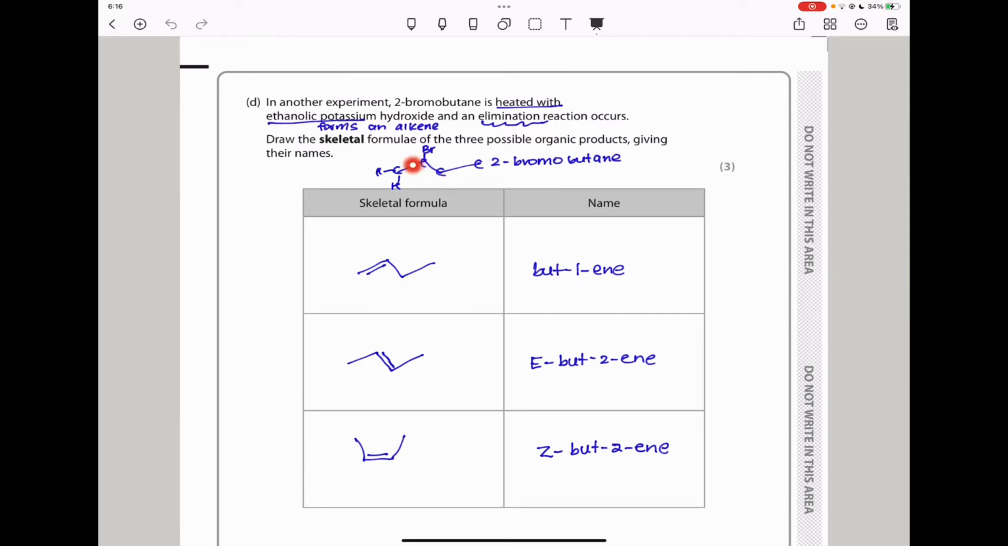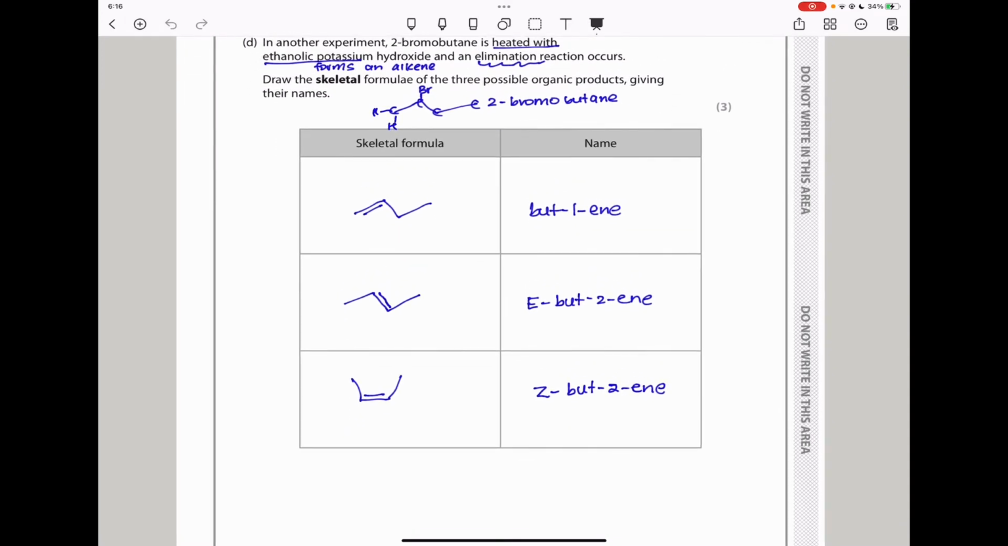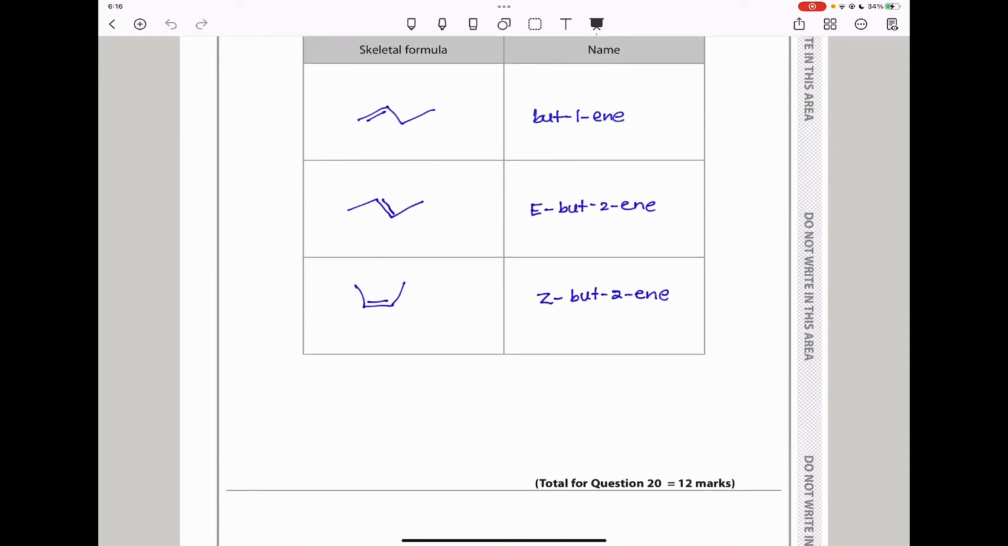Here there is going to be a carbon, and there is going to be another hydrogen here. So that means we can produce 2 geometric isomers, which is the E-butene and the Z-butene, as you can see displayed here. So those are the possible isomers or organic products that could be formed. And this brings us to the end of question 20. Let us continue to question 21.